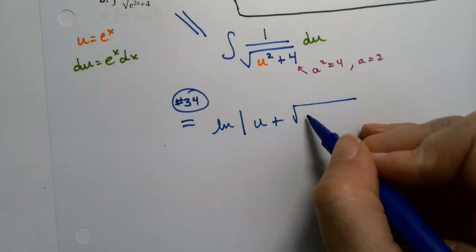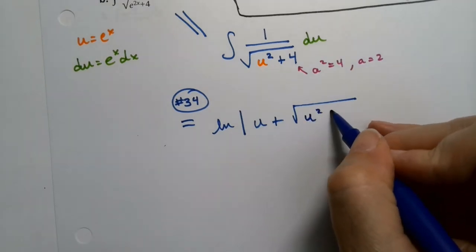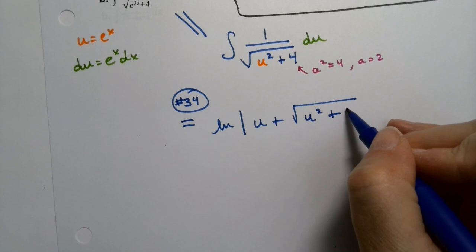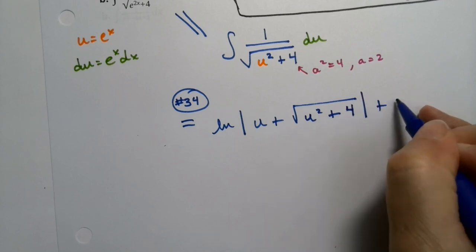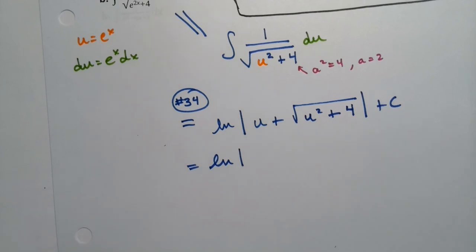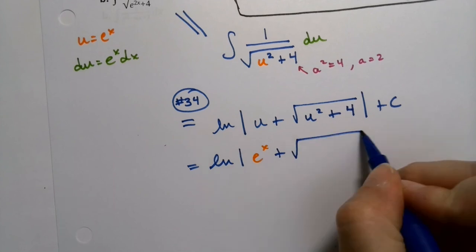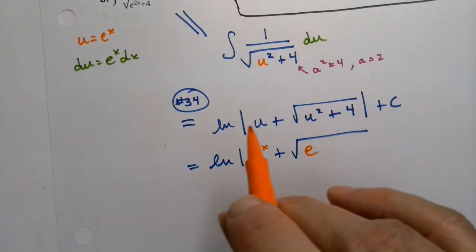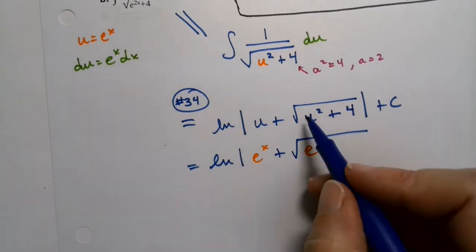So I'll write u squared plus a squared, which was 4, plus c. So that would be the natural log of the absolute value of u, which was e to the x, plus square root e to the 2x, right, u squared, plus 4.